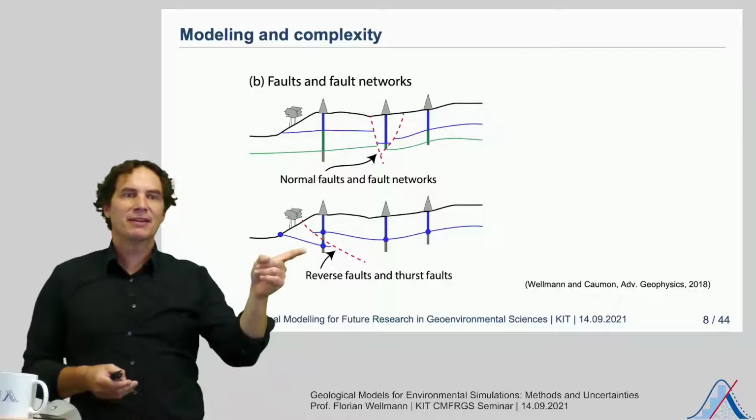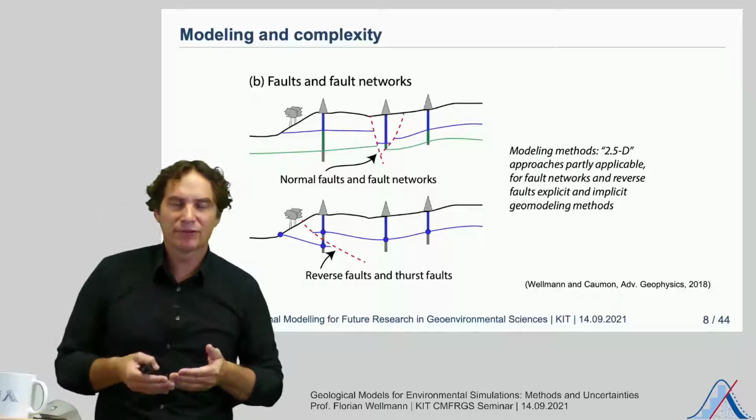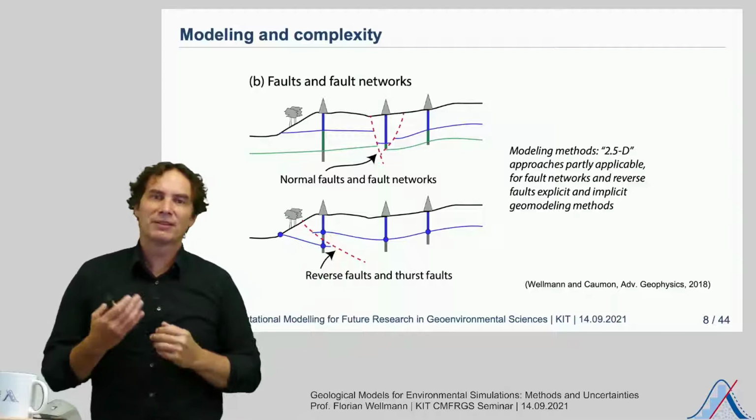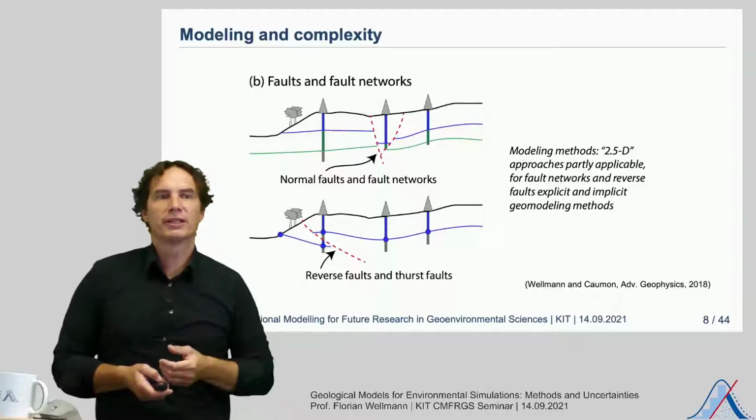Suddenly we have this interface twice. So we have it inside on this right side here of our fault and on the left side. And these are systems where these 2.5D approaches may still be applicable if we separate domains in this fault network, but it very quickly becomes difficult to handle. And this is where a lot of the work has been in the last 30 or 40 years, where all these methods in the field of so-called geomodeling evolved.